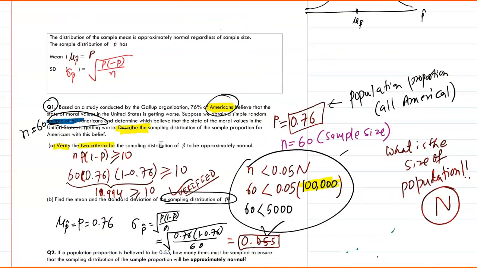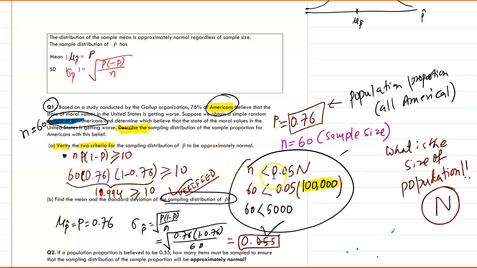Therefore, we're going to verify the criteria. The first criterion is n times p times 1 minus p greater than or equal to 10. I put in the values for n and p, and I found this in the calculator: 60 times 0.76 times 1 minus 0.76, I get 10.944. It's greater than or equal to 10. That's true. That's verified.